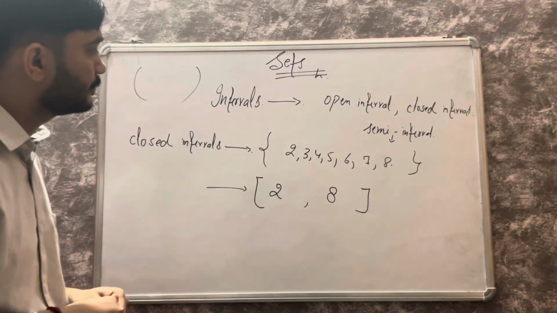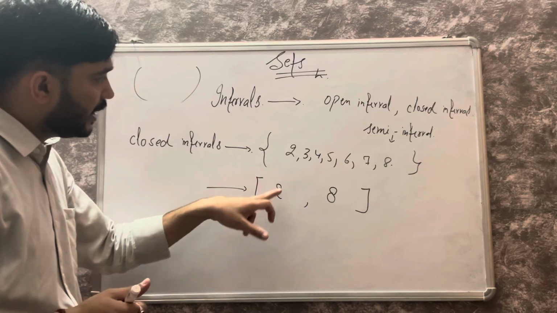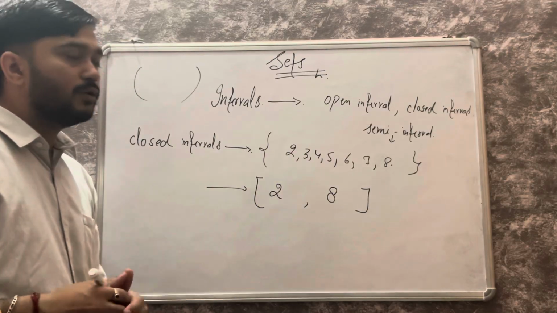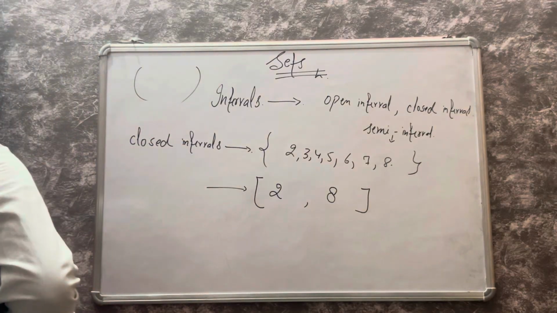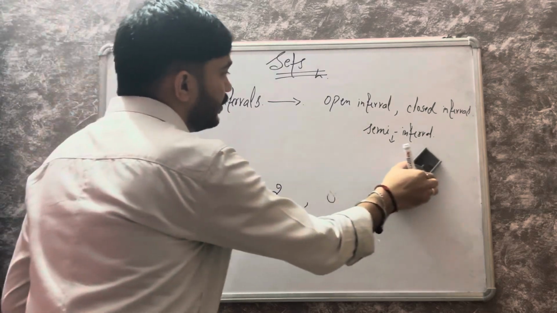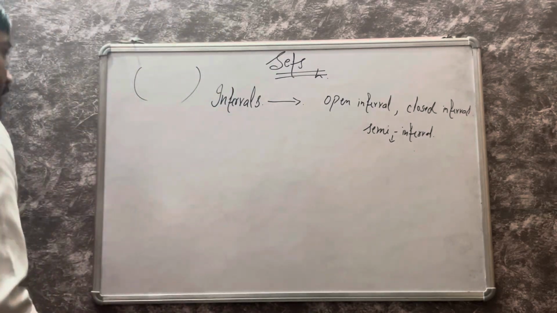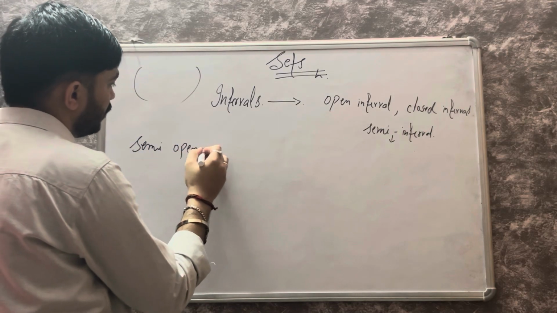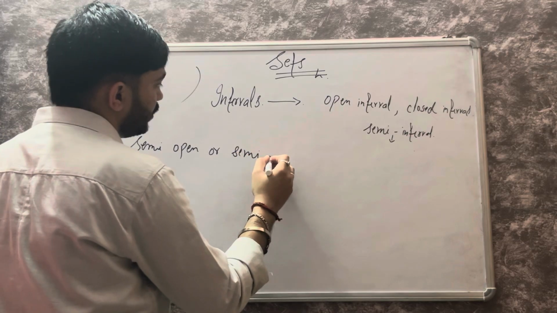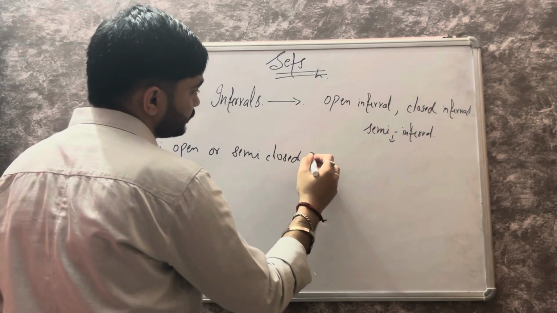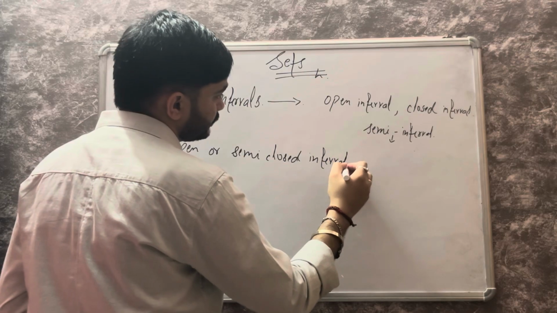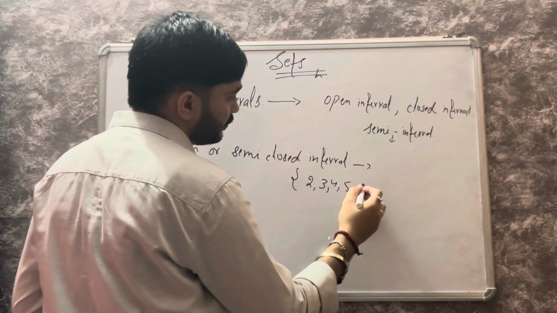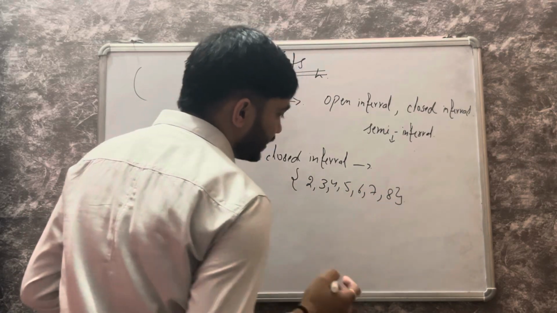Any doubt? It means that you have to write the first value and the last value to get the closed interval. Any doubt? Now we are going to learn what semi-open or semi-closed intervals are. As the name suggests, let us take the same set, 2, 3, 4, 5, 6, 7, 8.